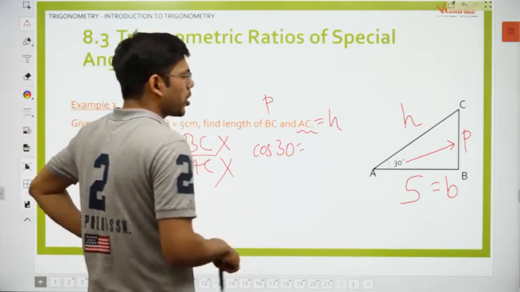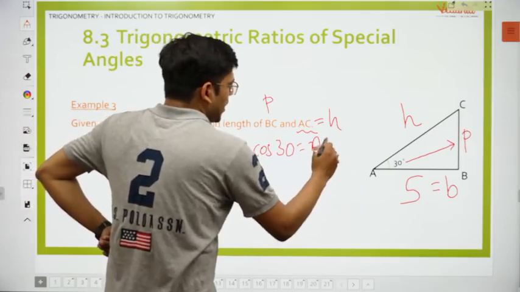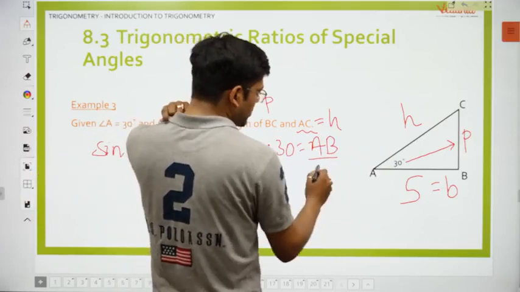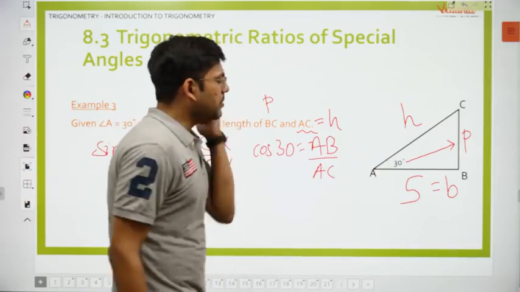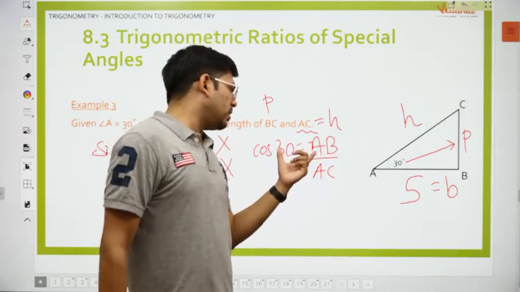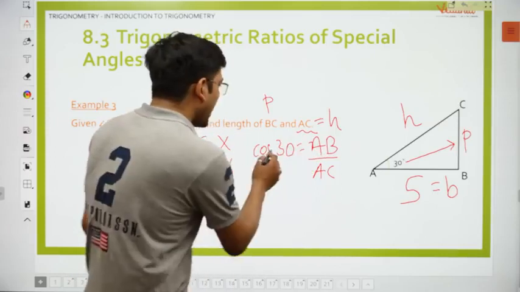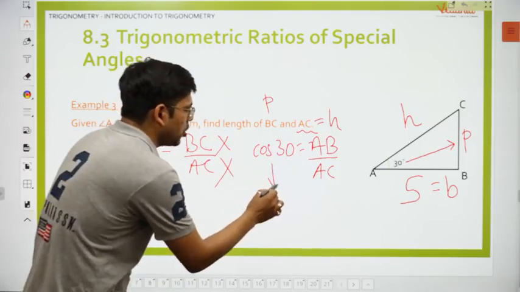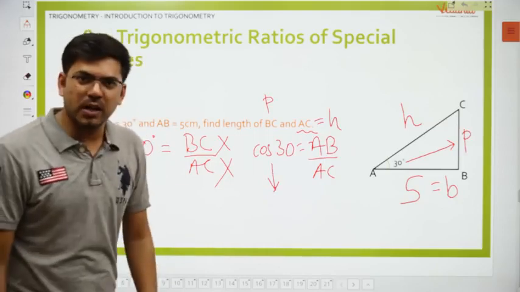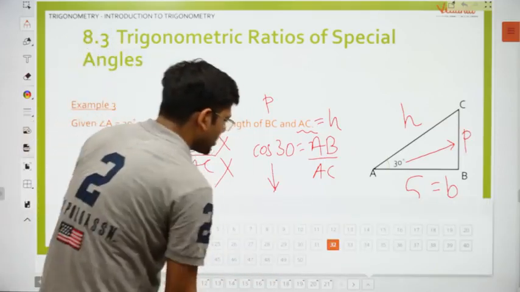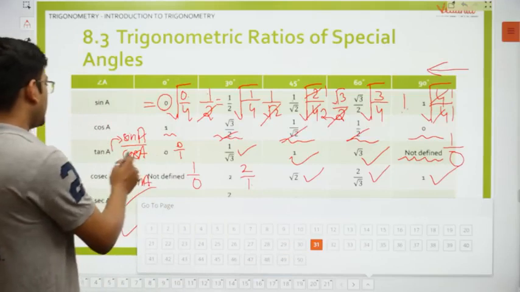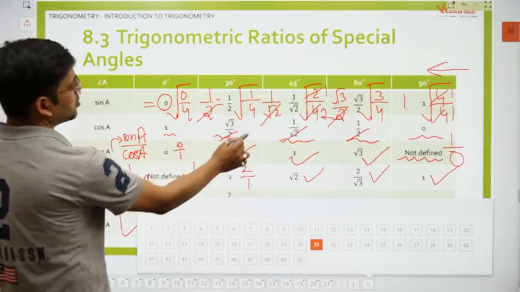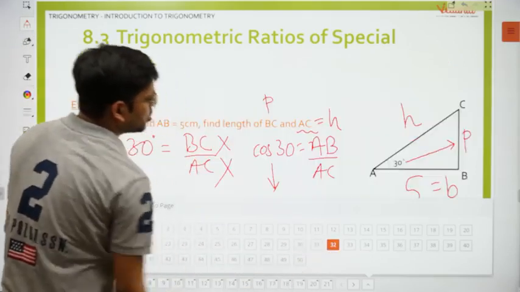Cos 30 is base upon hypotenuse. Base is AB, hypotenuse is AC. Now this time we know the base. Do you remember the value of cos 30 from the previous table? If you don't remember, I will show you once. See, cos 30 is root 3 by 2, isn't it? So now use it here.